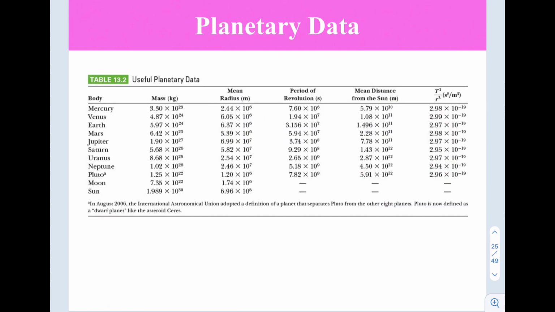So this is planetary data. You don't have to memorize this. It will be given in your exam within the list of constants. Listed here are the mass of the planets, the mean radius, the period of revolution, the mean distance from the sun, and here is the factor, almost the same, almost a constant factor, when we have T squared over R cubed.